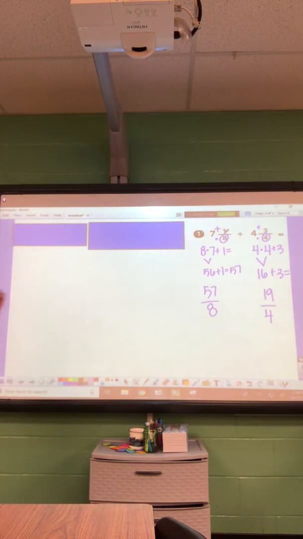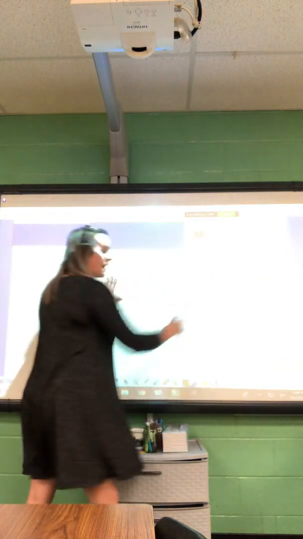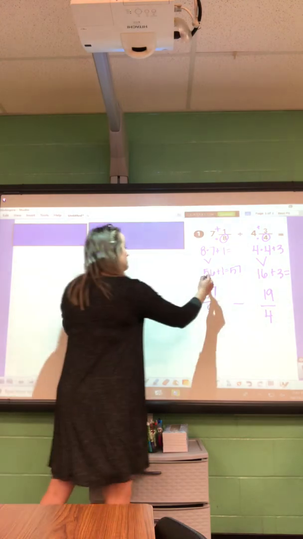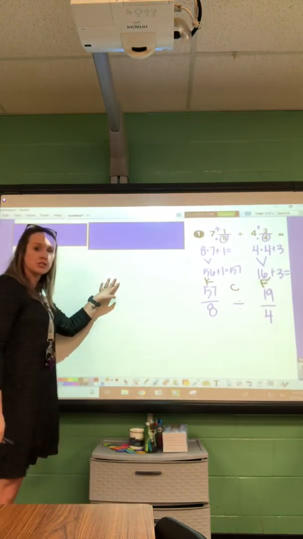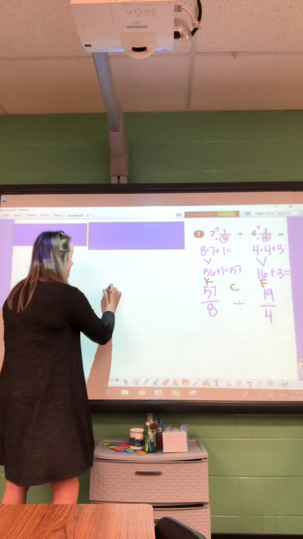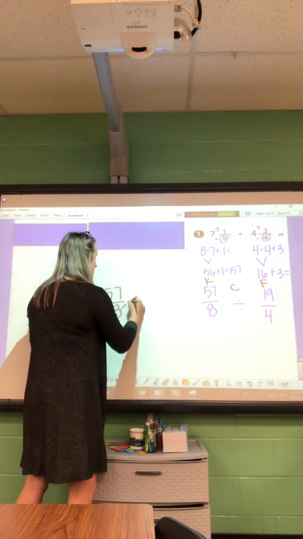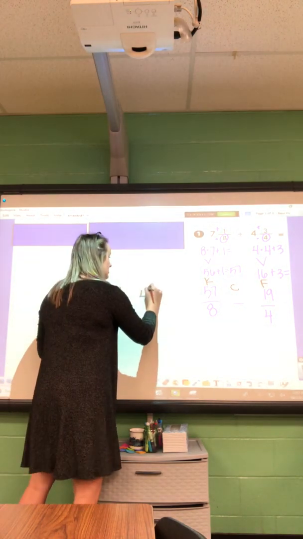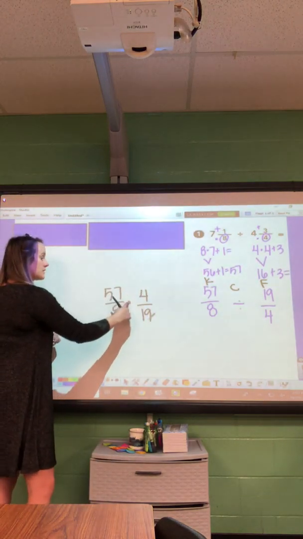So now what I need to do, I'm going to come over here, okay? Now I have 57/8 divided by 19/4. So I'm going to keep, change, flip these two fractions. So keep 57/8. Change division to multiplication. Flip your second fraction. And now you can do top times top, bottom times bottom.